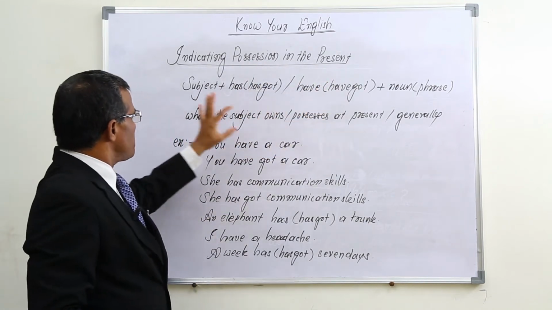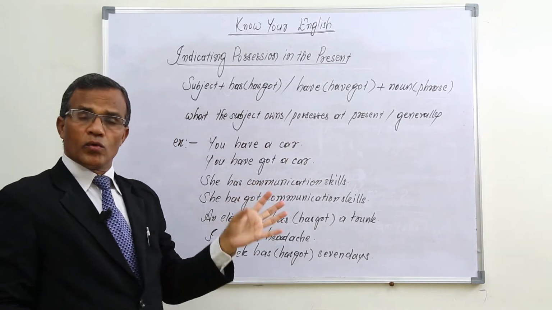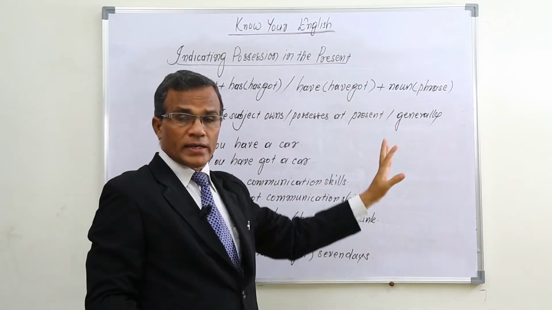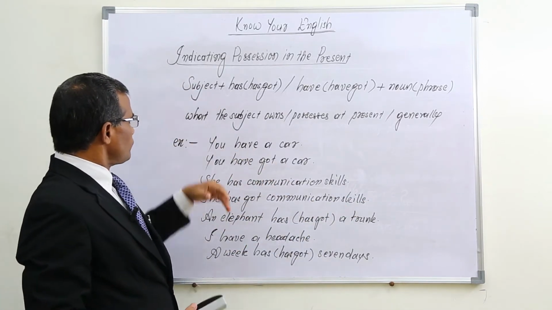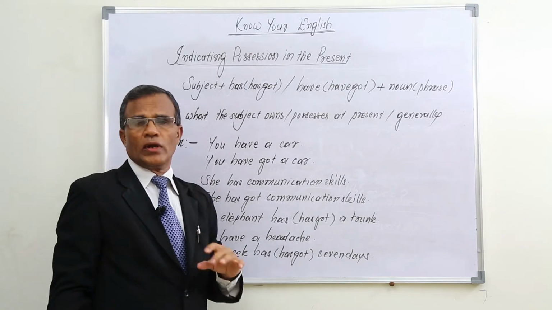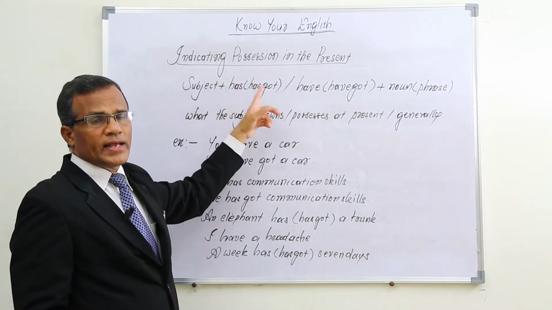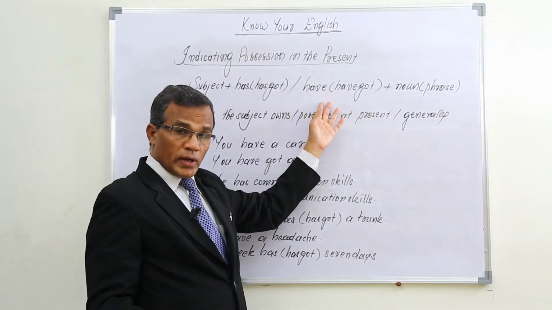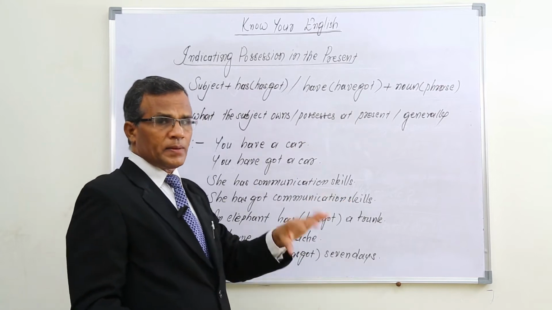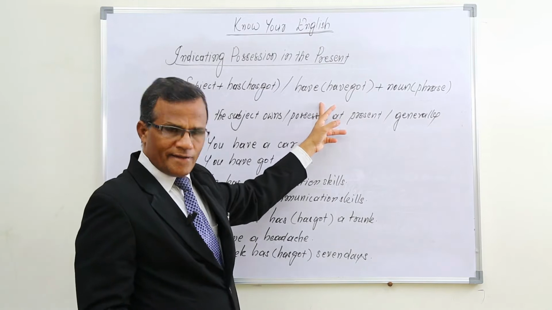Indicating possession in the present. Subject has or has got, have or have got. After that, noun or noun phrase we use. So here, when the subject is singular, we have to use has or has got. If subject is plural or I, we have to use have.